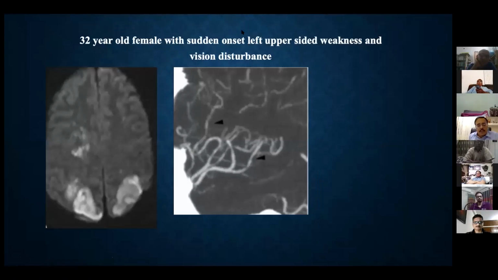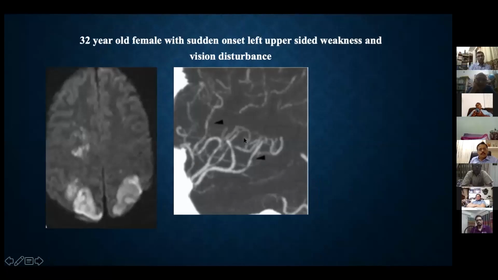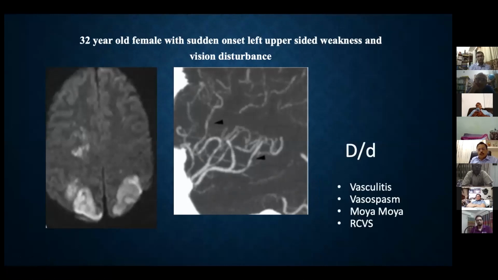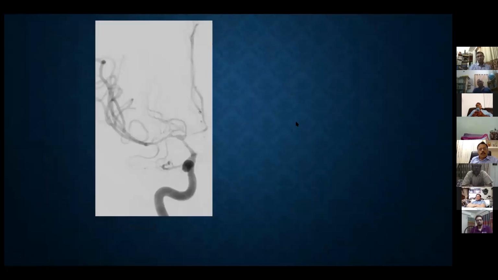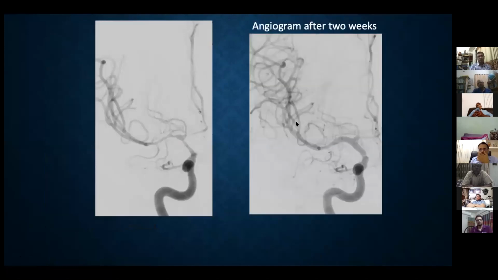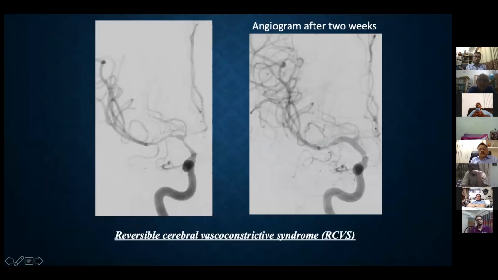There are some other diseases which may mimic vasculitis or other intracranial diseases. Like this patient had a sudden onset severe headache as well as weakness, a small infarction was seen, and a lot of vascular narrowing, and the differentials can be vasculitis, vasospasm, moyamoya, or RCVS. All the initial angiographic pictures were like this, but within 2 weeks the arteries were back to normal. So this is classical of a disease known as reversible cerebral vasoconstriction syndrome. One should be aware that in the acute stage it may mimic a lot of diseases, and the reversibility and other clinical features tell us this is RCVS.